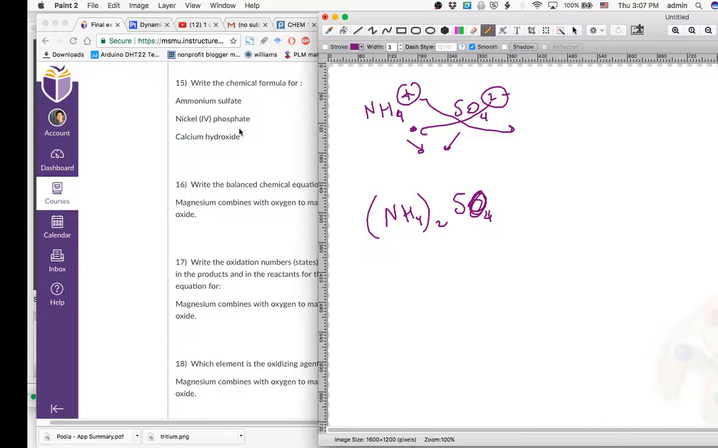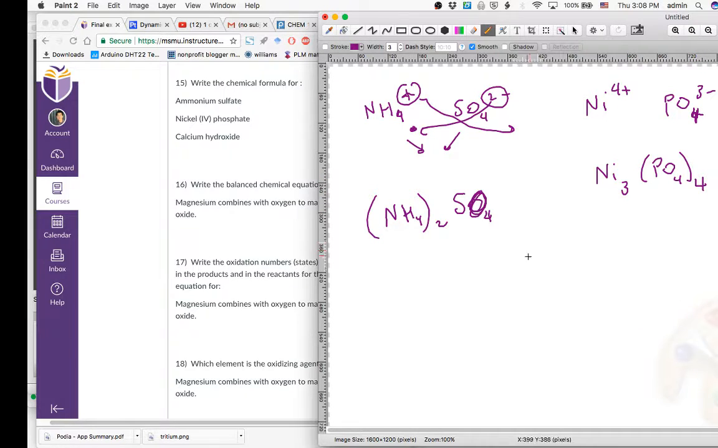Let's look at nickel 4 phosphate. Nickel 4 is this guy, and phosphate is this girl. They could both be girls. It's okay. And then I'm going to move this 4 over there, this 3 over here, so it's nickel with a 3 there, and phosphate with a 4 there.